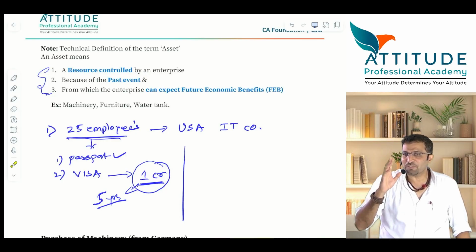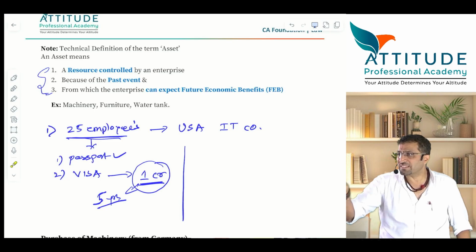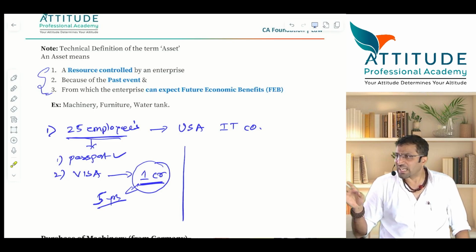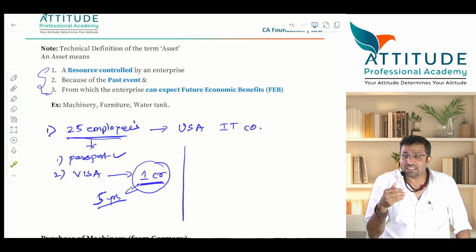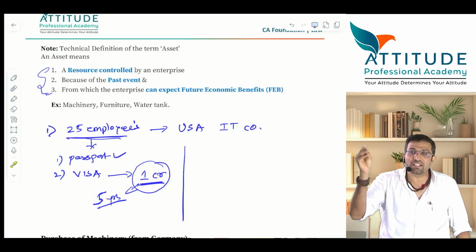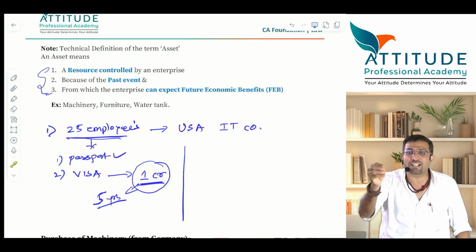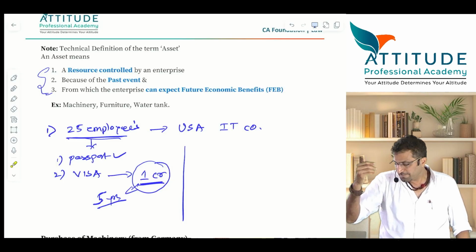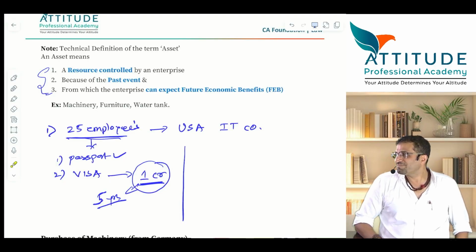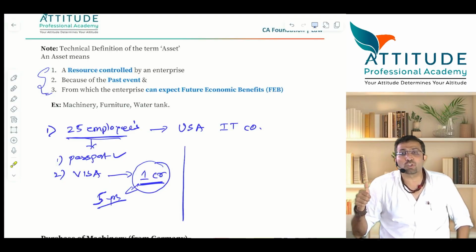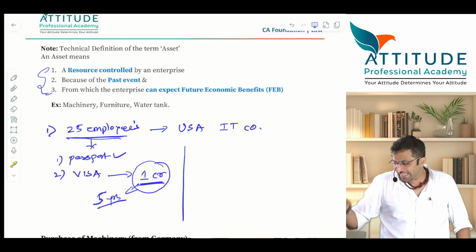Tomorrow anyone can leave the organization, isn't it? Yes. So this is the first example. The visa expenses here are capital expenditure, but they are not satisfying the conditions of an asset. So if I can't treat it as an asset, then these visa expenses should be debited to P&L. It means it should be treated as a revenue expenditure. Clear? Understood? Okay, next example.